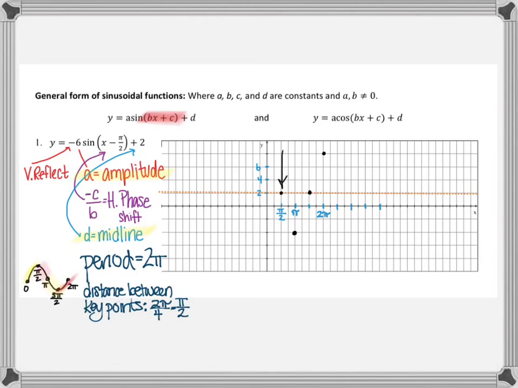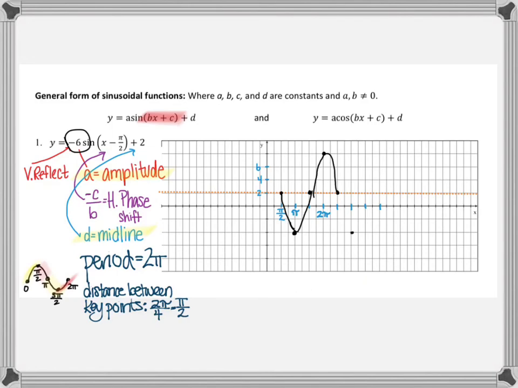So here's where I'm starting, right at that point. Instead of going up, I'm going to go down and I'm going to use the amplitude to figure out how low it goes. So I'm going 6 units below my midline. And then I'm going back up to my midline. We always start at the midline, go down to our min, go up to our max, and then again, every 2 pi is where I'm putting these key points. So back down to the midline.